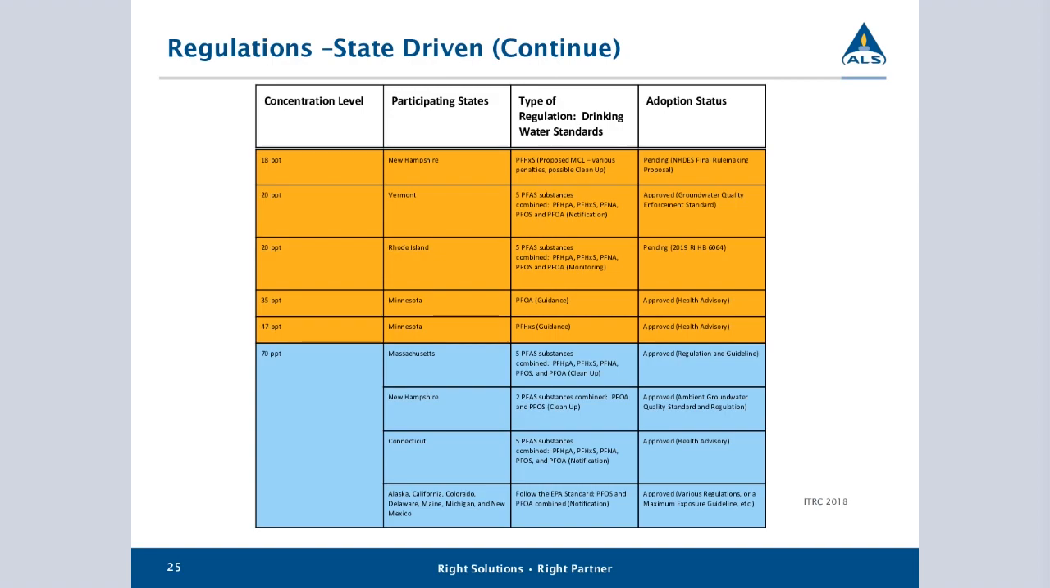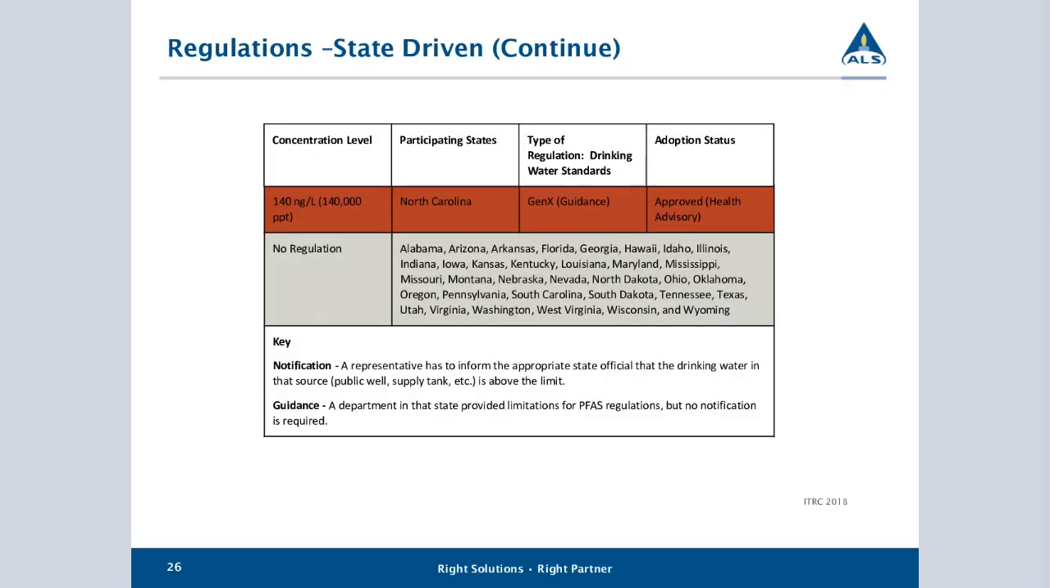So you have to understand each state when you're working in that state. And that's one of the biggest confusions at this point. If you're doing a job in New Jersey and you're doing a job in Massachusetts, you are following 2 different regulatory bodies at that time. And then moving on to the last slide in regulations. So North Carolina basically only has guidance for GenX, not any other PFAS compounds. And then, of course, there are the states with no regulation at all.